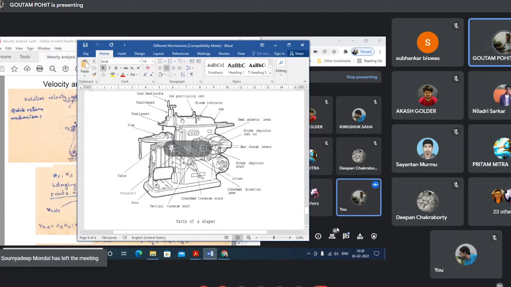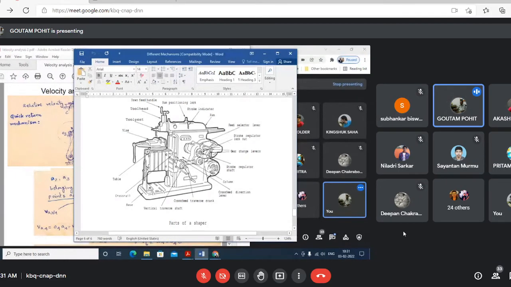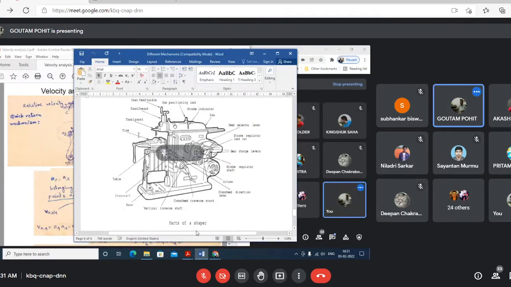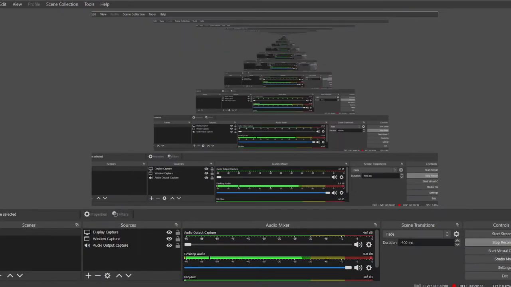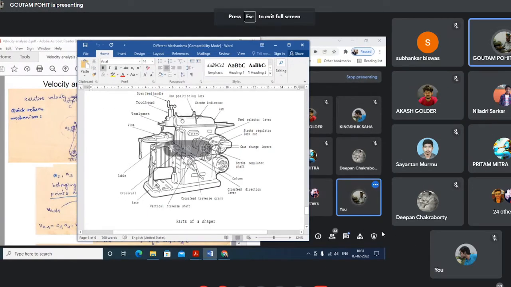Now this tool, with the help of this RAM, moves to and fro. It reciprocates basically. You'll find there is a sharp edge at the tool here, and the job is not shown here. The job is held in the vice, and as the tool moves on it, it will cut the material. Because the cutting edge is on the forward side, there will be cutting only during the forward motion. During the backward motion there won't be any cutting.